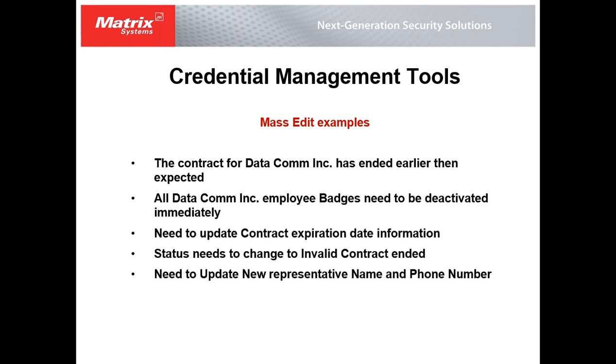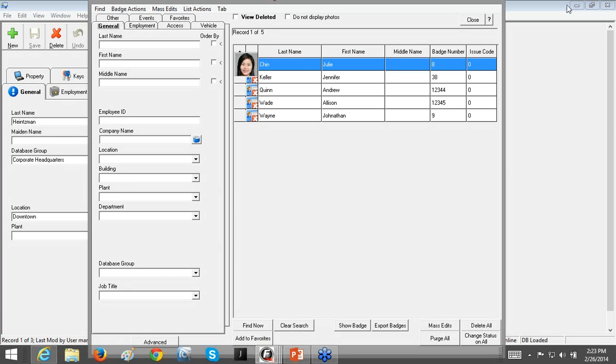So I've got a couple examples here that I was going to run through on the mass edits. I'm going to do the contractor Datacom, and so this is a good example. Say we had a contractor Datacom, their contract ended earlier than we had expected. And now we have the need to deactivate these badges immediately or change the expiration date information. We also have the need to update their representative name and phone number because that has changed when the contract expires.